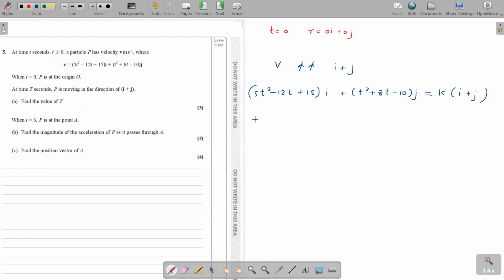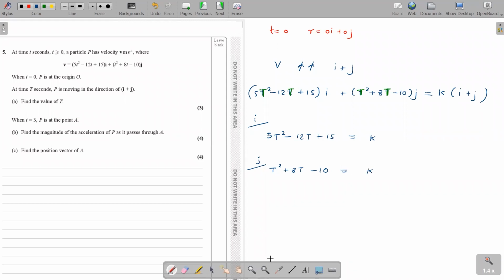Then what we do is we can equate the i coefficients. I get here 5t square. They've told us to input t as capital T, right? At time capital T. So input t as capital T. So I get here 5T square minus 12T plus 15. The i coefficient is equal to, on the other side, I get ki, which means the i coefficient is k. And for the j coefficient, I get T square plus 8T minus 10 is equal to kj, which means k.